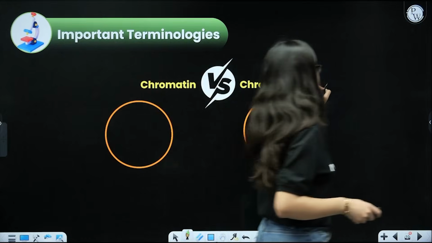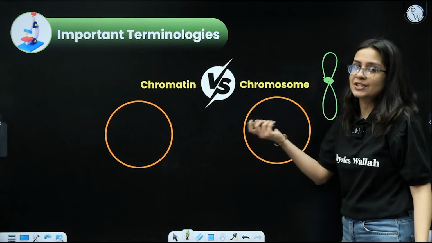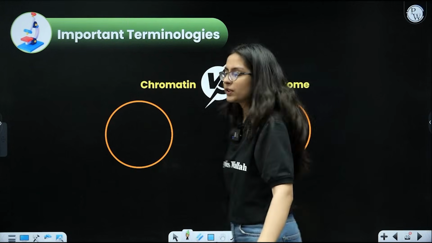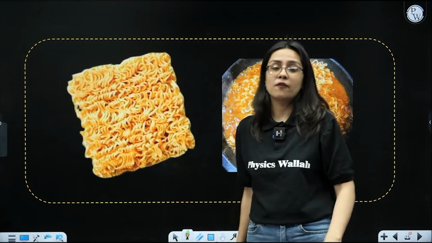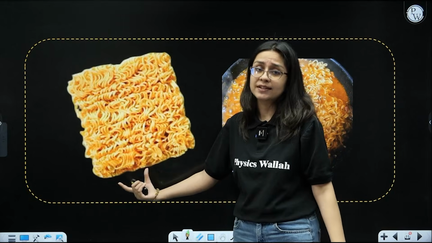Chromosome, you just now studied a structure that somewhat looks like this only. And it also has DNA and protein. Yes, you are right. But to make it easier for you, we should first understand with the help of an example. You must have seen Maggi, because all of us are very fond of junk food. So I think every student must be aware that Maggi noodles look somewhat like this, which are uncooked.